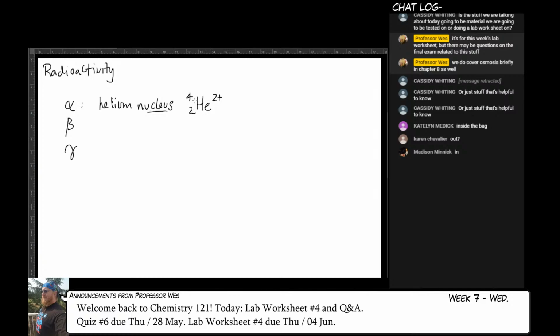So if you have a radioactive particle, it is shooting out these helium nuclei from its nucleus. In other words, if I was to draw a picture, and this is my nucleus, then out would come a helium nucleus, which has 2 protons and 2 neutrons. And this would be alpha.